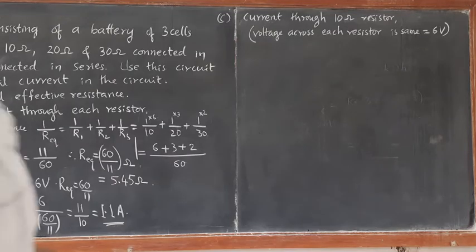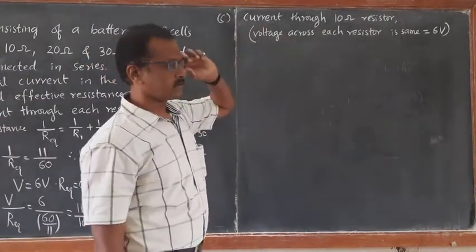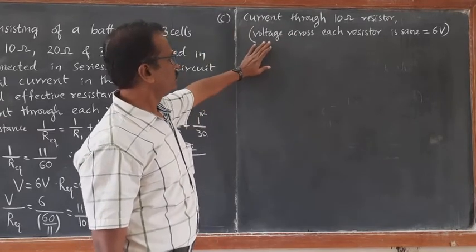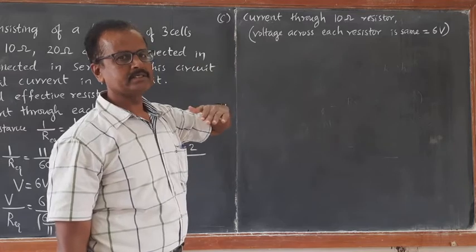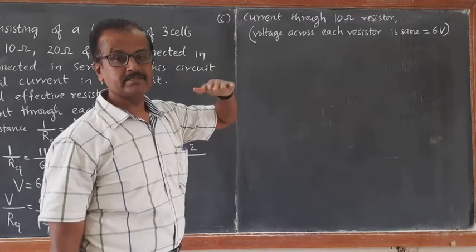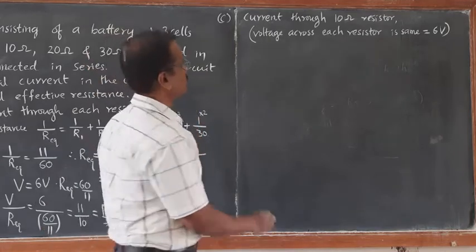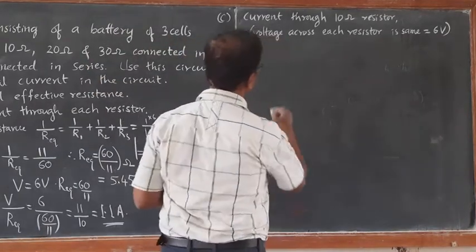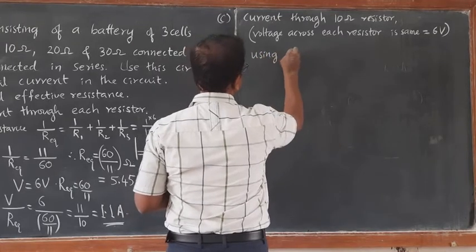Now we will calculate current through each resistor. First we will calculate current through the 10 ohm resistor. The main thing that I told you: voltage across each resistor remains the same because these resistors are connected in parallel. So how do you calculate the current through each resistor? Using Ohm's law.